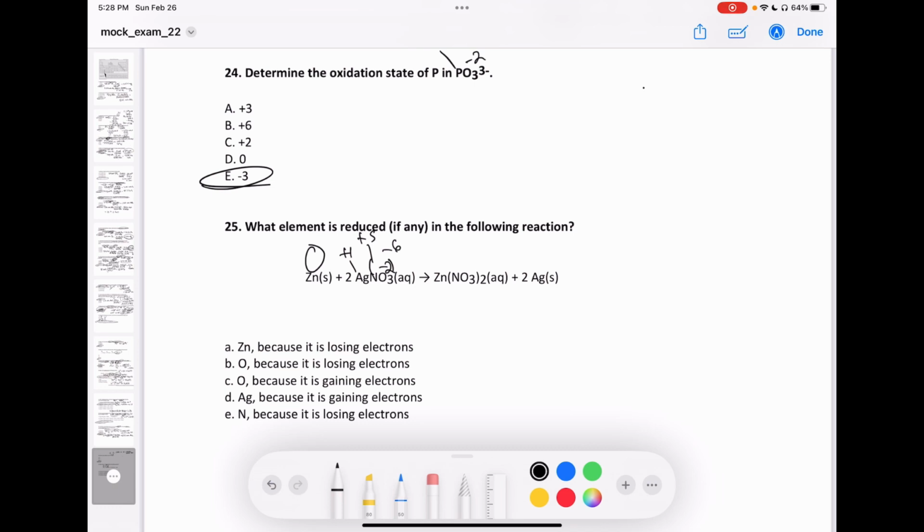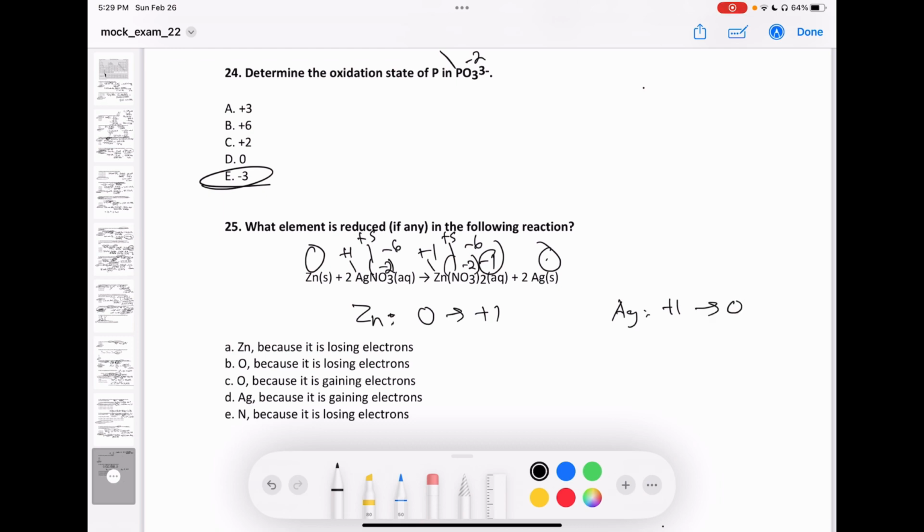And then we see silver on this side has a 0, and then look over here, this also has a -1 total charge. This has pretty much the same thing, -2 for each oxygen, but there's 3 of them, so it's -6 total. And then a +5 to make that equal this -1 charge, and then this is going to be a +1. So we know that Zn went from 0 to +1, and then Ag went from +1 to 0.